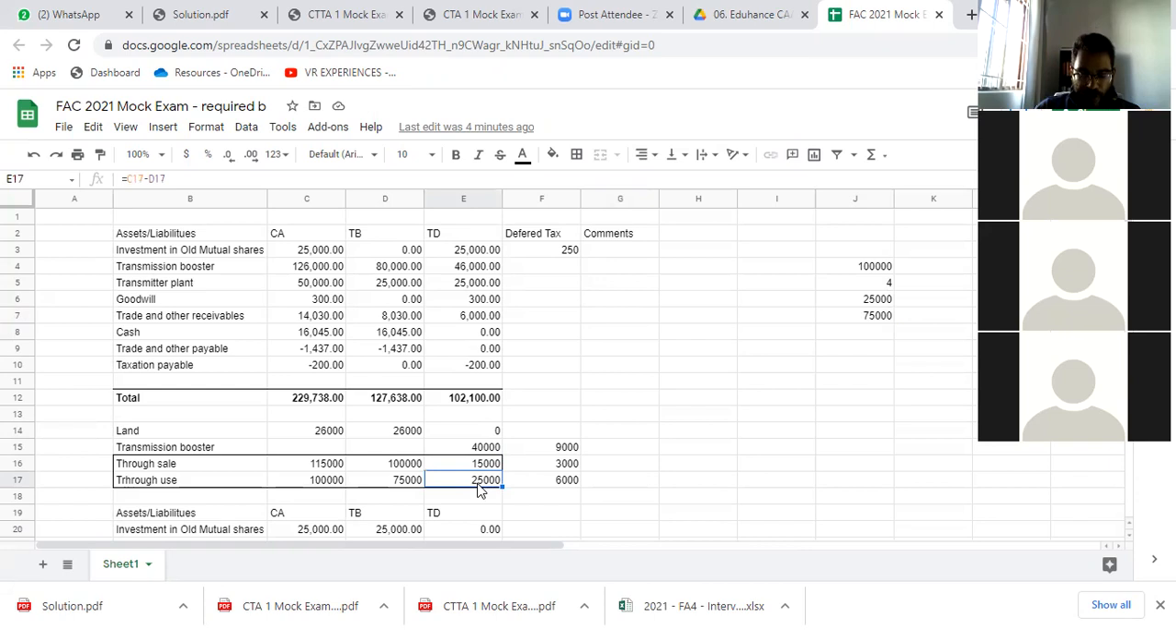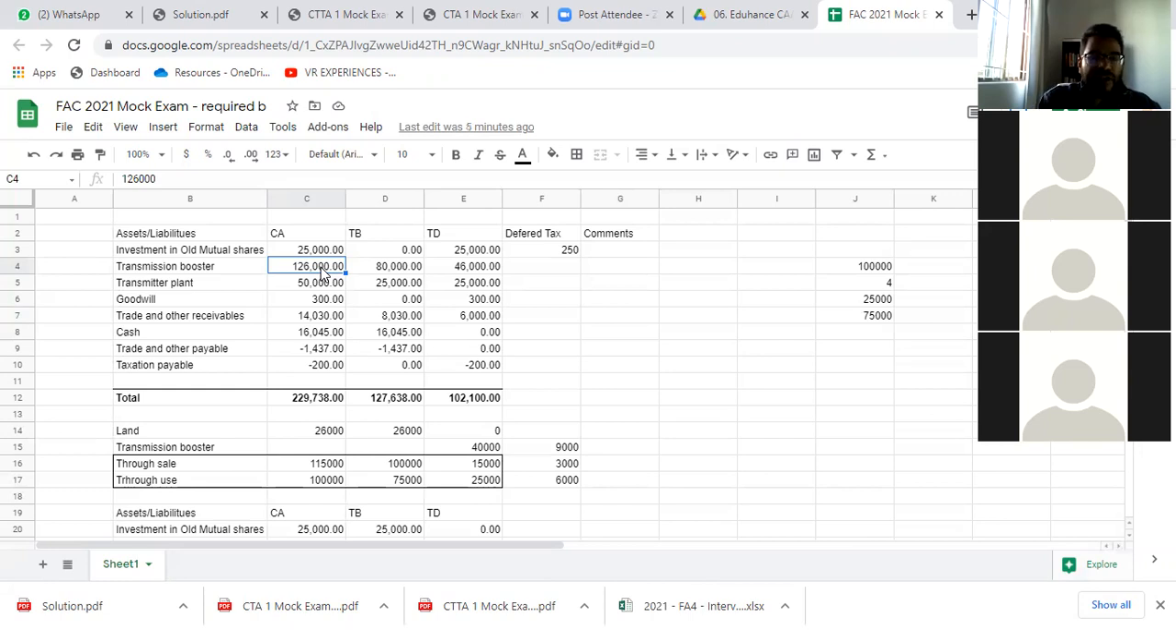What you must know is that both the land and the transmission booster are investment property. But when you want to do these types of calculations, even in your disclosure, you're going to have to separate land from everything else. Both the land and the transmission booster are investment property, but that does not mean you combine them. In the investment property note, you will have land as a separate column. You'll have the transmission booster as a separate column. Okay, so just keep that in mind. That is why we split it over here. So you can tell him that the investment property should be split between land and transmission booster.